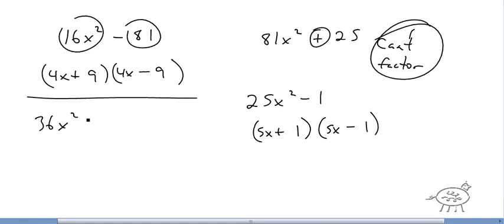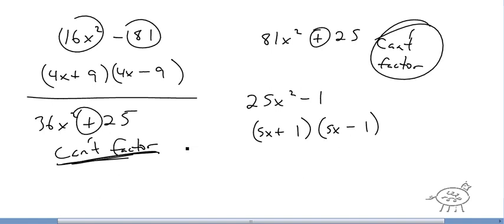36x squared plus 25. Can't do it. Same sign, can't factor. Okay, gotta recognize that, math fans. If it's a plus in between there, you can't factor it as a difference of two squares. All right, so let's try a different kind of problem.